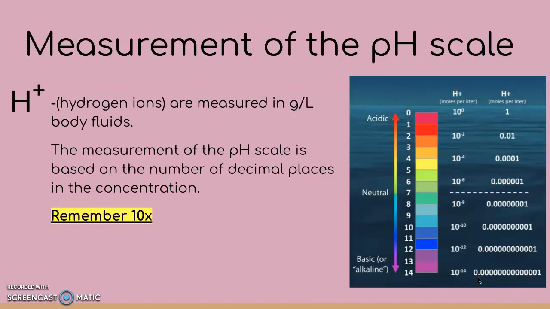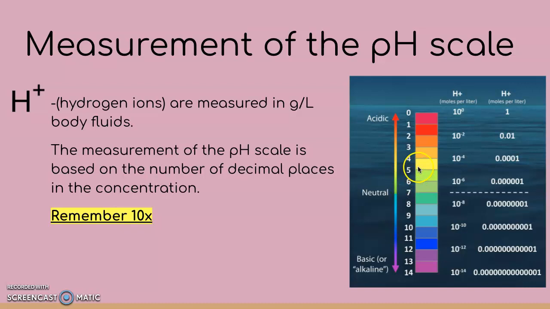How the measurement of the pH scale works, it's based on the number of decimal places in the concentration. Therefore, for example, remember it's always 10 times moving up or down the scale. So for example, if I have a pH level of 7 and a pH level of 6, the pH level of 6 is 10 times more acidic than a pH level of 7.